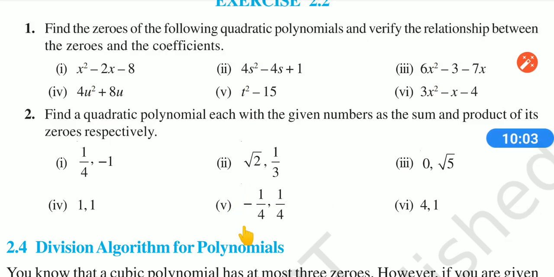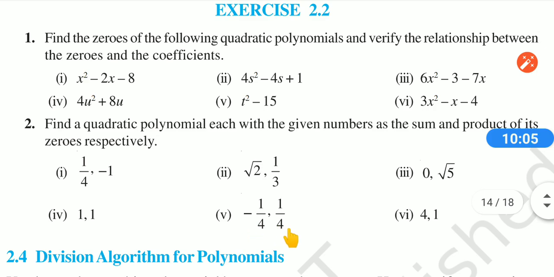What is this? Minus 1 by 4, 1. First one is sum of zeros, isn't it? Second one is product of zeros. So sum of zeros how much? Minus 1 by 4. Product of zeros how much? 1 by 4. Keep it in mind and move to the solution.